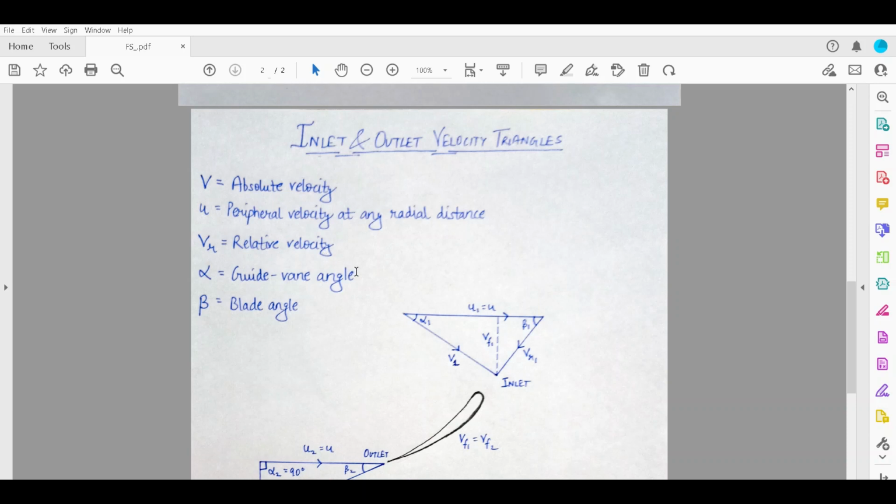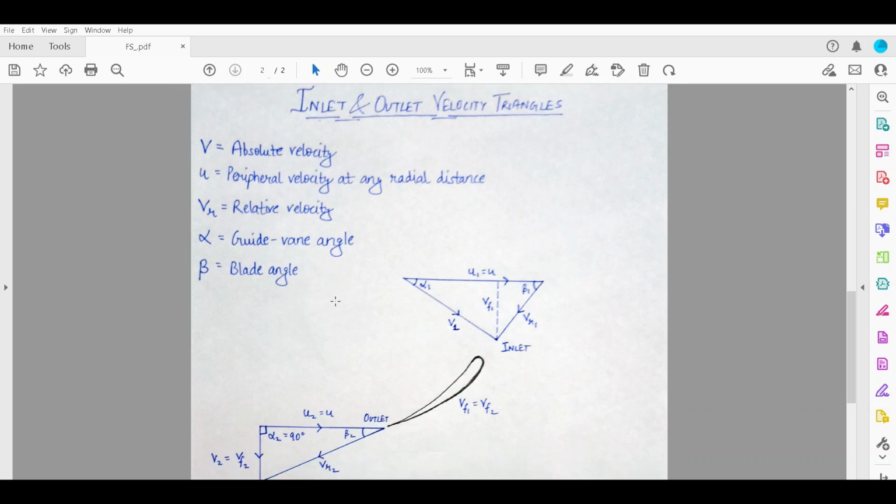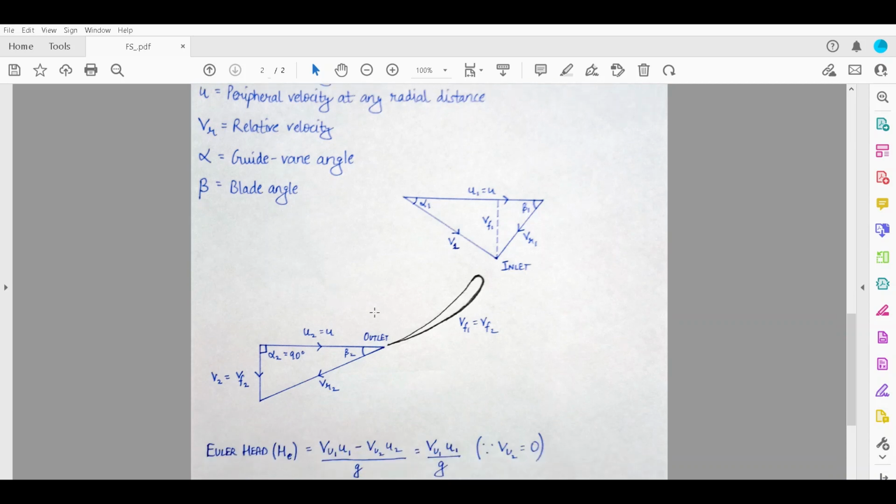Now the guide vane angle is the angle made by the peripheral velocity in the positive direction with the absolute velocity. Beta is the blade angle, which is the angle made between the relative velocity and the negative direction of peripheral velocity, that is U. This is a runner that we have, and these are the inlet and outlet velocity triangles.